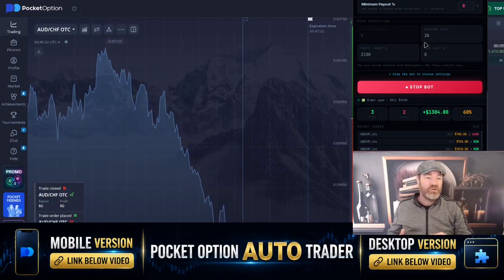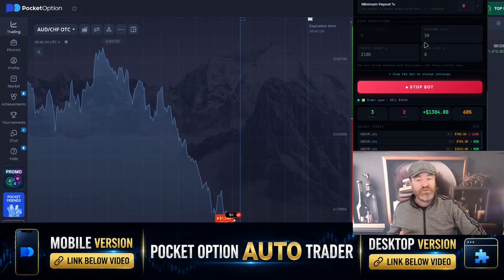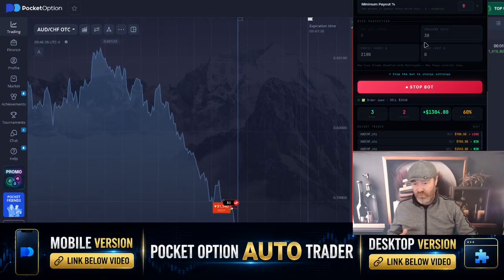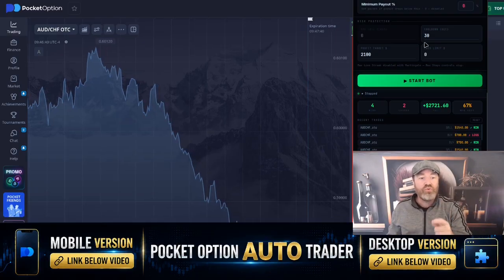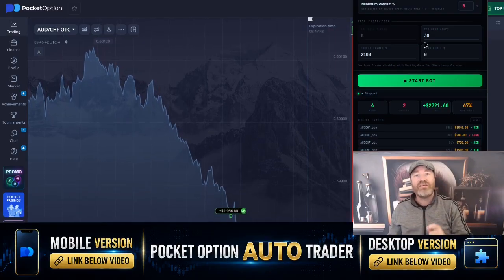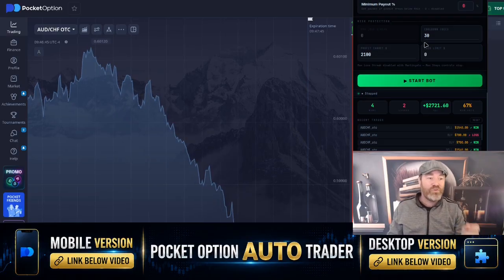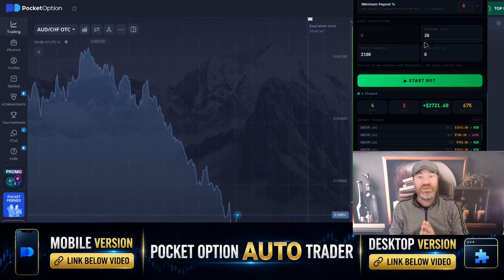So this one was a loss. He will then take the opposite direction. You see that was correct. Going quite good there now. And there we got it. 4 wins, 2 losses, $2,721 profit and 67% win rate.